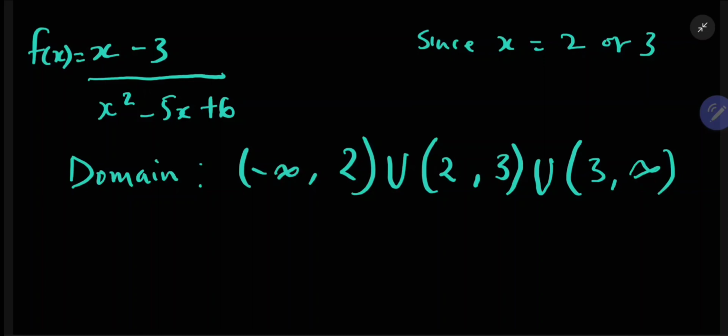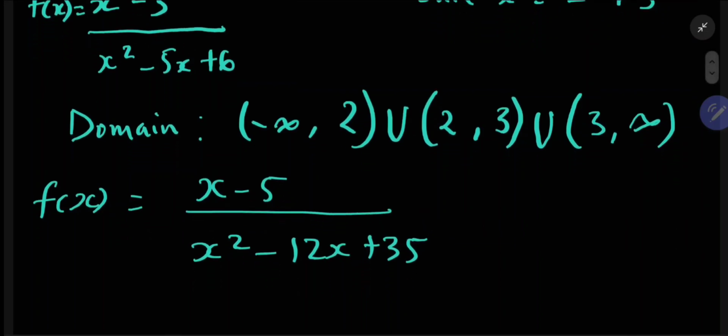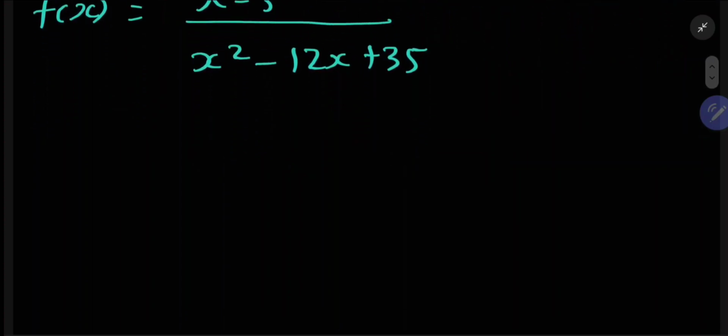And I hope this makes sense to you, because for numbers between 2 and 3, like 2.5, we would define this function. So that's why you would have to include the interval between 2 and 3. So this next one would be for you. Try this out. Let's say x minus 5 all over x squared minus 12x plus 35. Take out 2 minutes, see if you can do it, and let's move on to the next question.